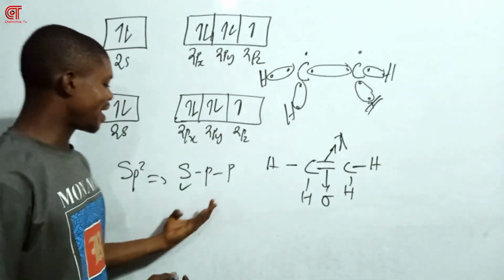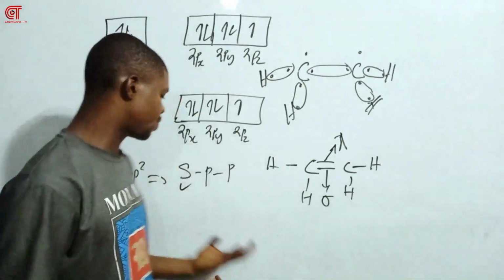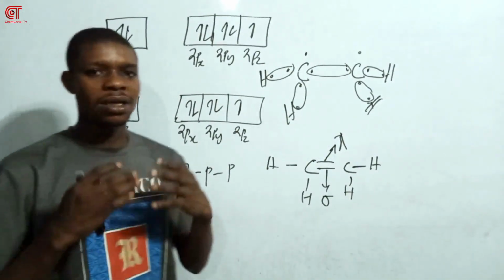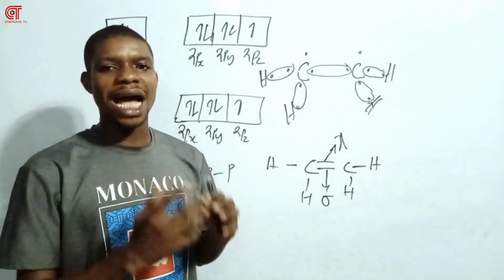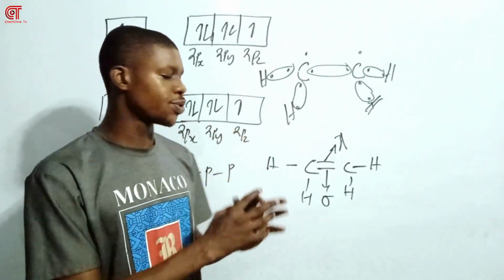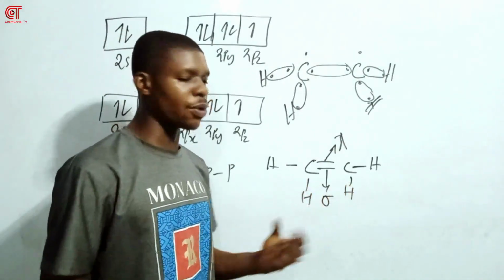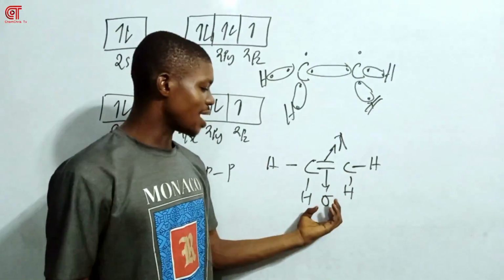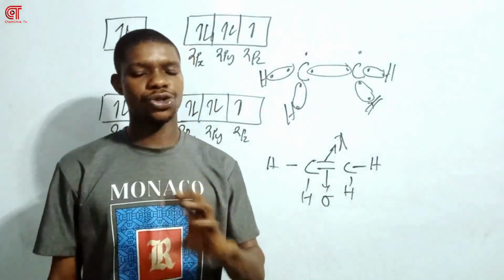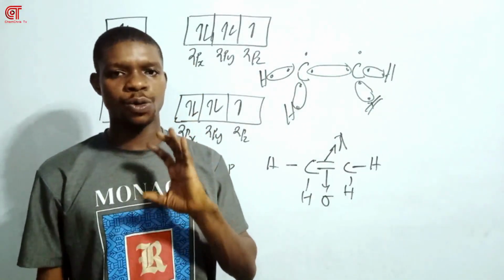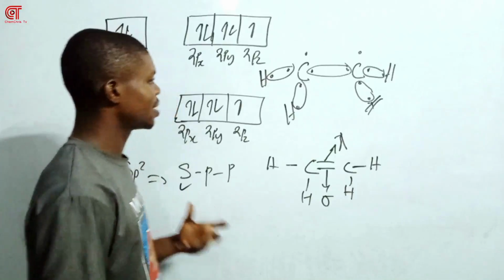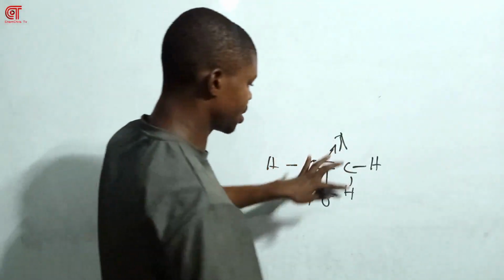So in the sp2 hybrid carbon, it means that carbon forms a double bond between two carbons. Do you get that? A double bond is formed between two carbons, which are a pi bond and a sigma bond. This is what you really want to put in your mind when it comes to sp2. Do you get that?